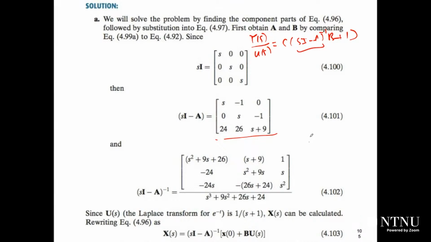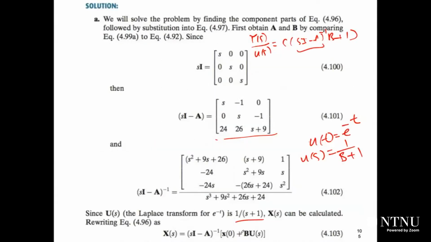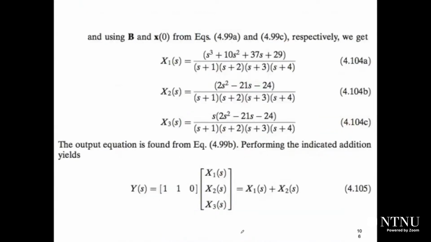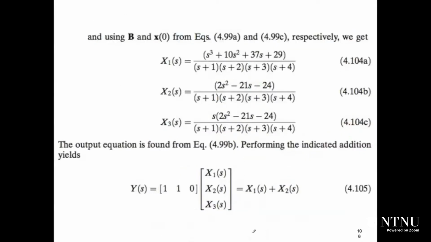u of t equals exponential minus t, so its Laplace transform U of s will be 1 divided by s plus 1. So now we can get x of s. x of s will be sI minus A inverse multiplied by x0 plus BU of s, right? So just substitute. We will solve it and get the 3 states, x1, x2, and x3, for example. In fact, it is better to just do matrix multiplication, but it will be very complex here, right?